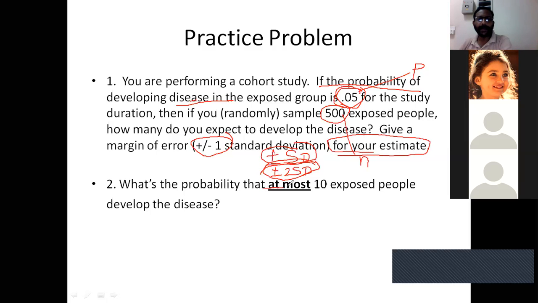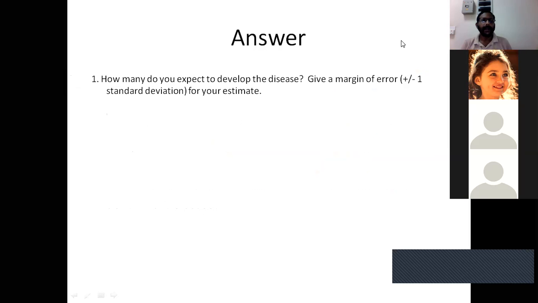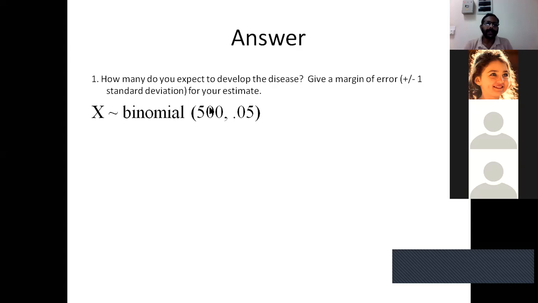What is the probability that at most 10 exposed people develop the disease? If you ask such a question, how can we answer that? How many do you expect to develop the disease? Give a margin of plus or minus one standard deviation for the estimate. So this is the first question. As I pointed out, we need to have N and P definitely. So the expected value, if you multiply this, is 25.